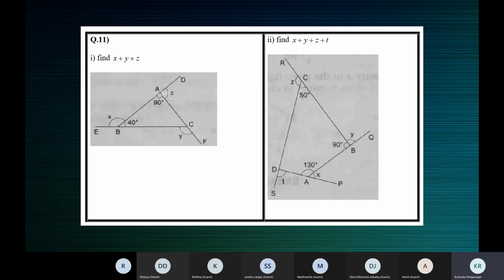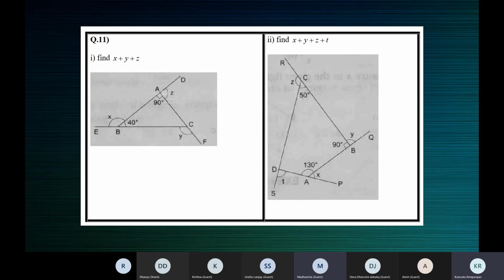So in the first figure which you see on the screen, tell me without calculating, what is x plus y plus z? 180 degrees, ma'am. Think again. What is x plus y plus z? 360 degrees, ma'am. 360 degrees. Children, think why? Why is x plus y plus z equal to 360 degrees?